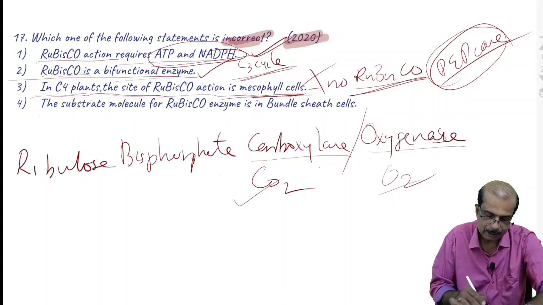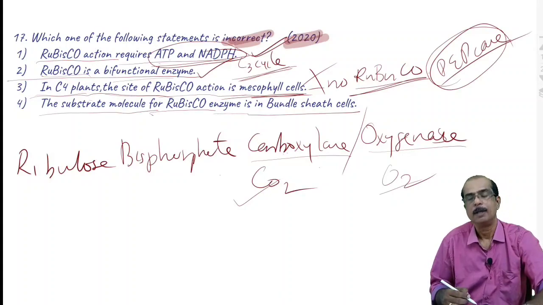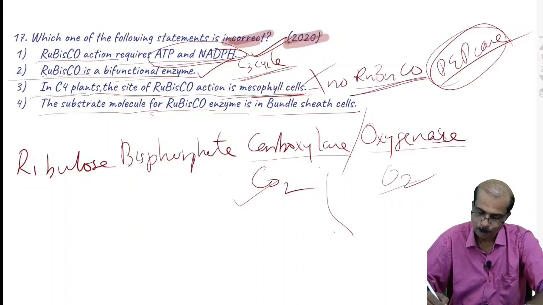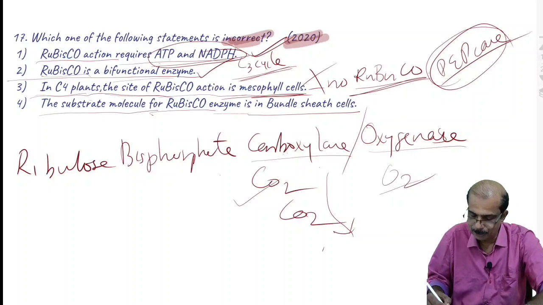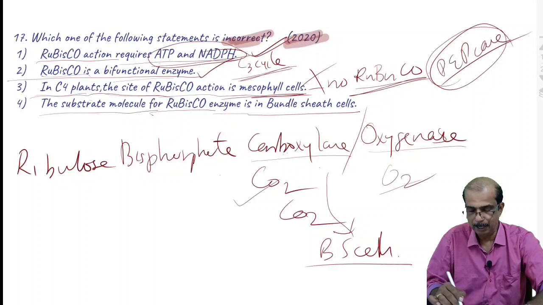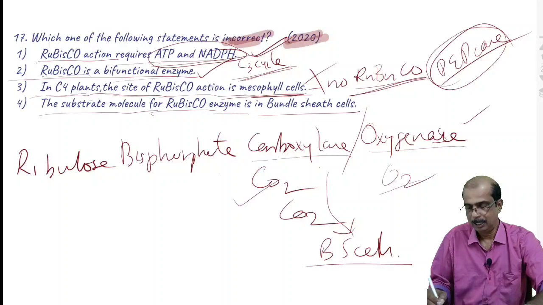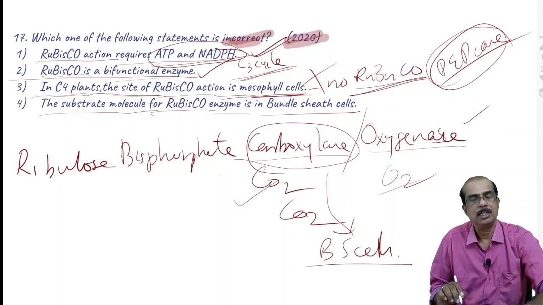Fourth option, the substrate molecule for Rubisco enzyme is in bundle sheath cells. By the C4 pathway, there is more carbon dioxide concentration in bundle sheath cells. So there is no scope for oxygenation. Here Rubisco is compelled to carry out carboxylase action.